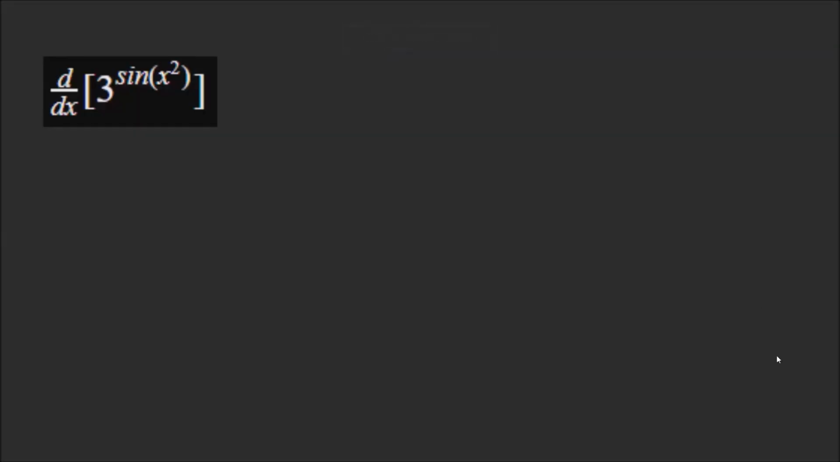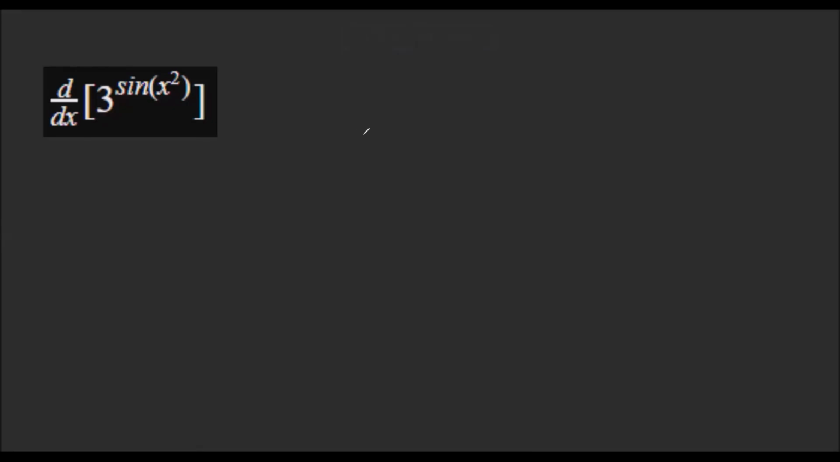All right, this is our final practice problem. We're trying to find the derivative of 3 to the power of sine x squared. Now, when differentiating exponentials, which is just a constant raised to the power of x, we're going to call this function a to the power of x. When differentiating exponentials, you're going to end up with a to the power of x times x prime, so the derivative of x, times natural log a. So keep that in mind.